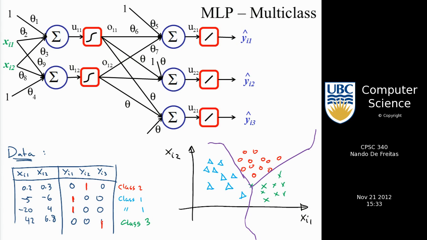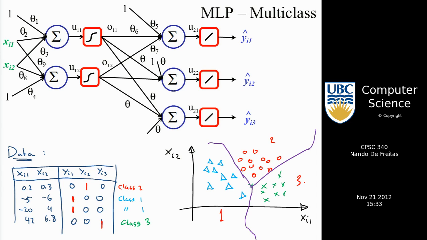The reason for doing that is because now I can present to the output, basically when I train this, I'm going to set up the targets for the three outputs to be those numbers, 1, 0, 0, 0, 1, 0, or 0, 0, 1. What we will get, in effect, is a decision boundary, or a discriminant boundary, as it's often called, that separates, in this case, three classes. Class 2, from class 1, from class 3.